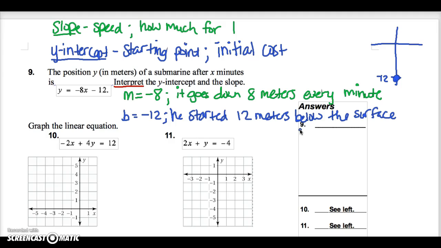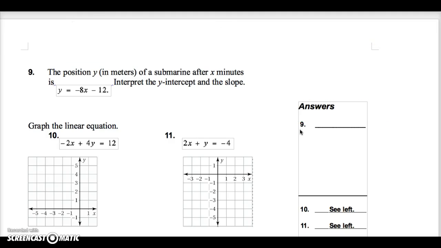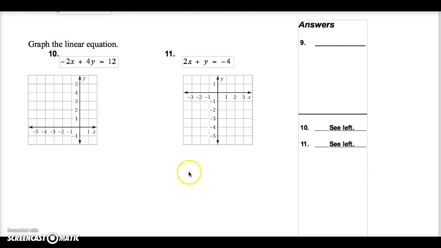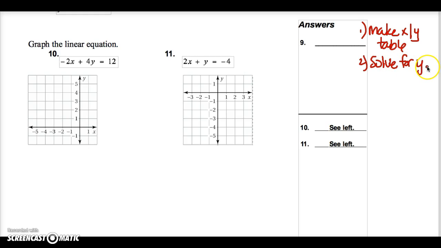All right, then on our last two, we just simply need to graph the equation that they give us. So there were two different ways that we talked about that you could graph this. Okay, one was to, and I'll write this over here to the side, but one was to make an XY table. And the second way was to solve the equation for y.